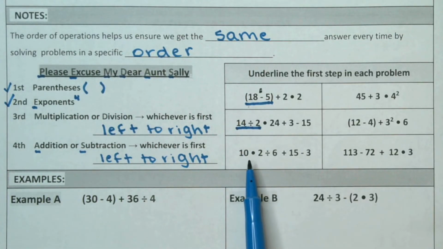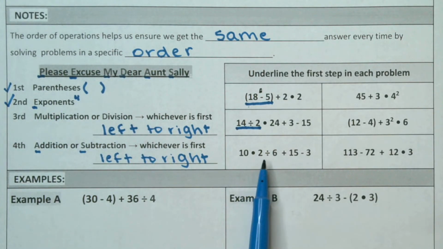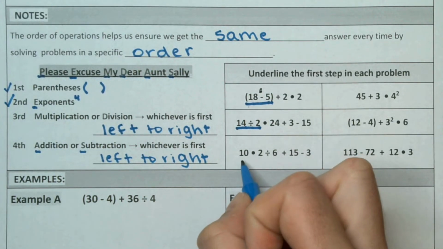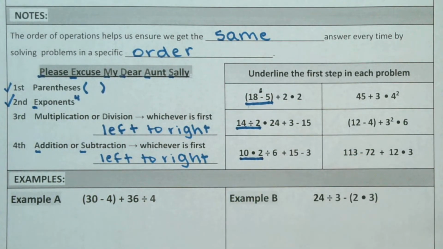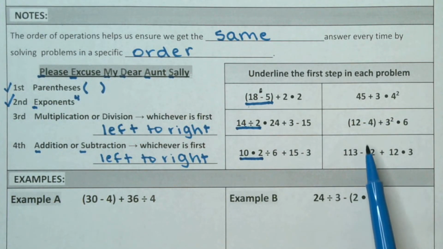And then in this third example, once again, no parentheses, no exponents. We do have multiplication and division, but in this example, multiplication came first. Pause the video and complete these three. Just underline what's the most powerful operation. Once you're done, come back to the video.